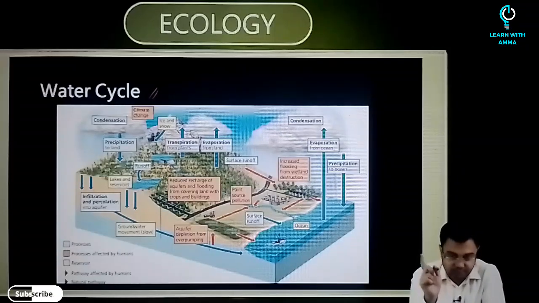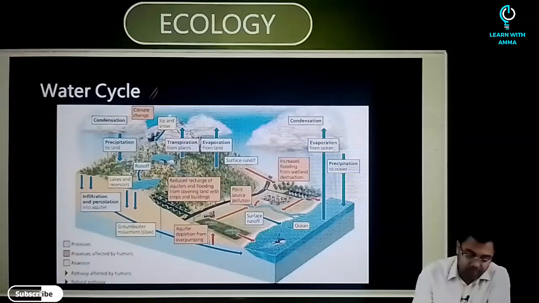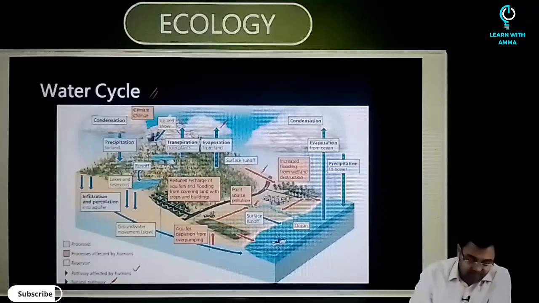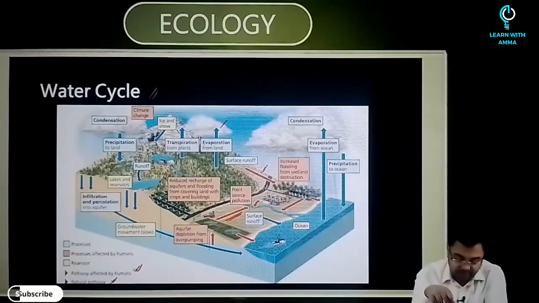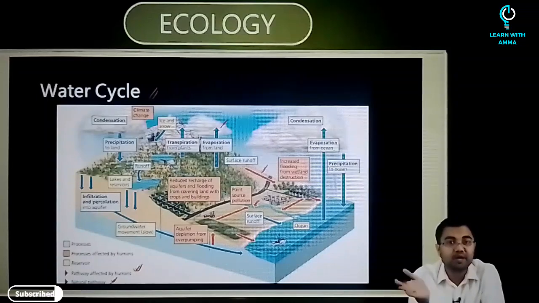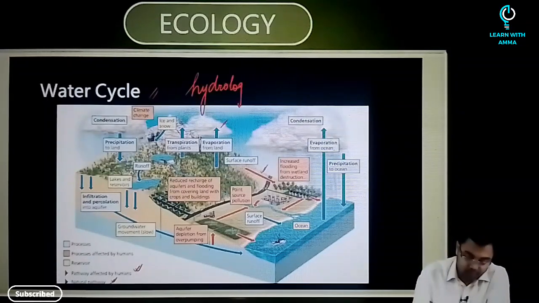Now one thing that you should note here is that there are some blue arrows and there are some red arrows. The blue arrows are natural pathways, which happen naturally in an ecosystem. The red ones are being affected by us, mankind or humans. So do observe this particular diagram to understand how we are changing the hydrological cycle or water cycle.